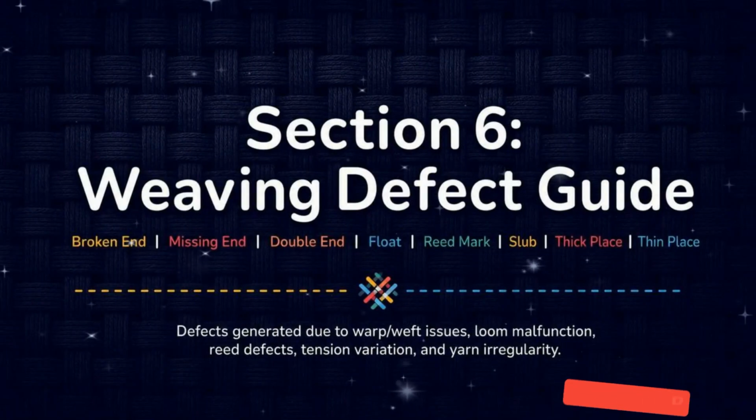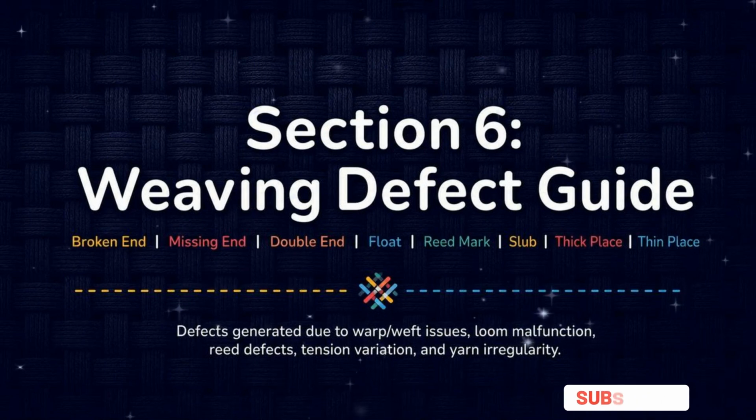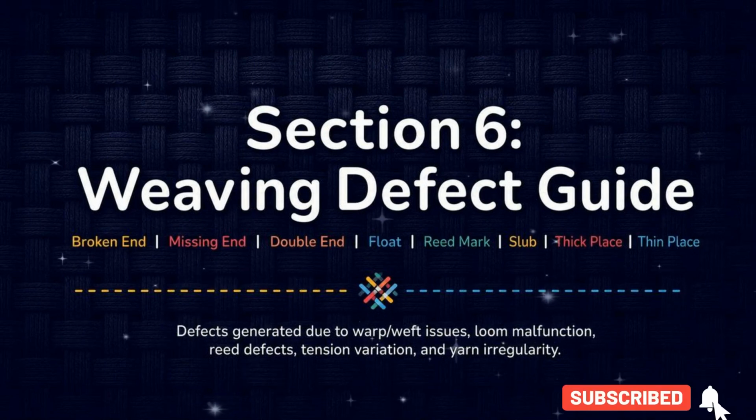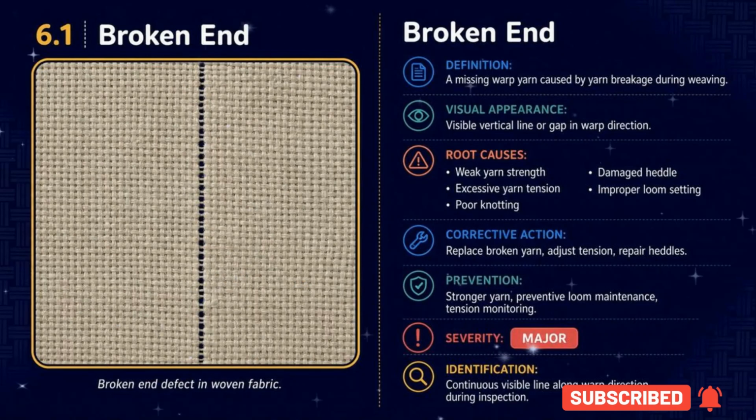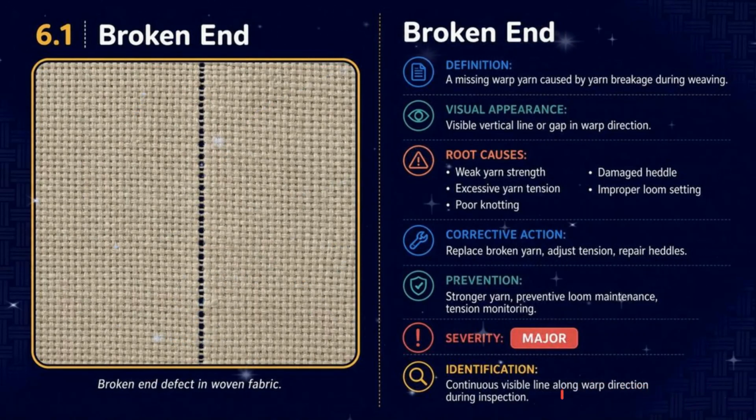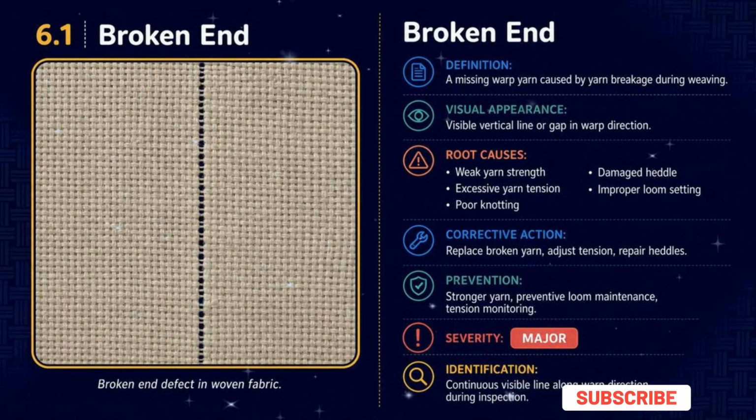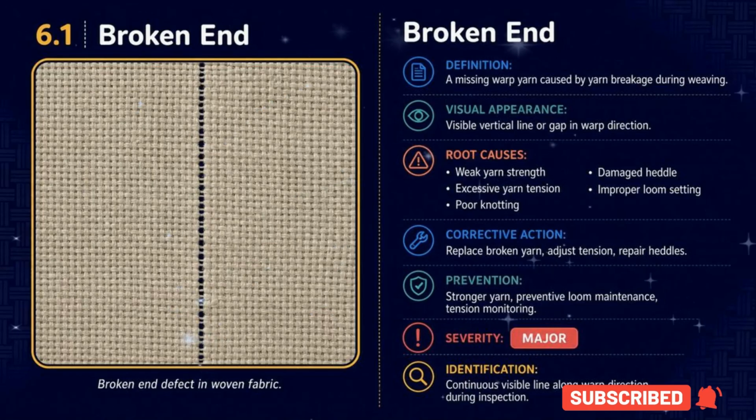In this section, we examine common weaving defects, including issues like broken ends, floats, and variations in fabric density. A broken end appears as a vertical line or gap. It is a major defect typically caused by weak yarn or improper loom settings, requiring immediate repair.